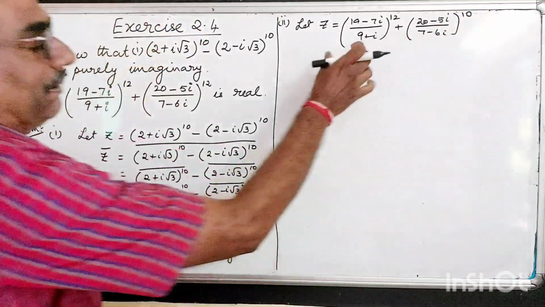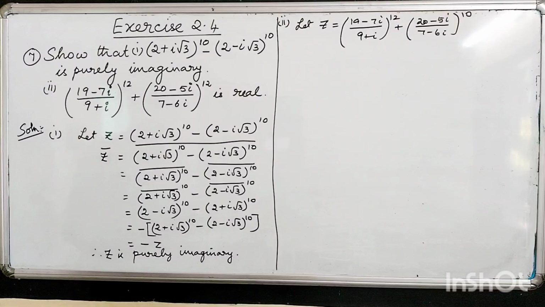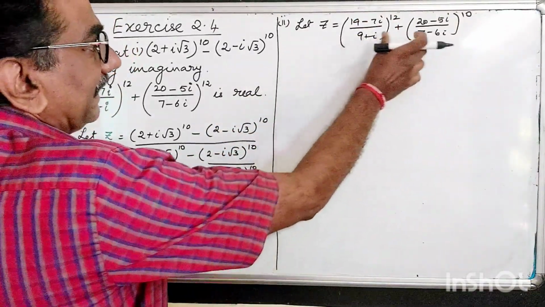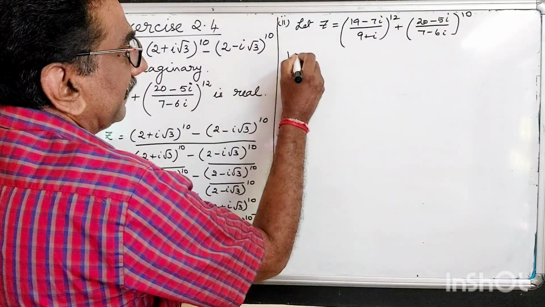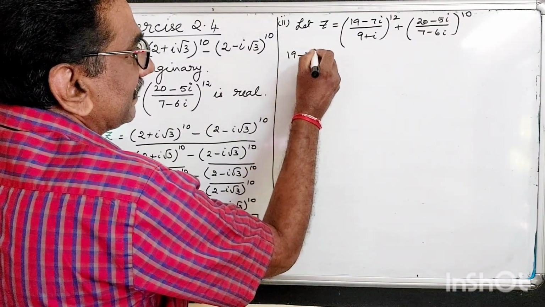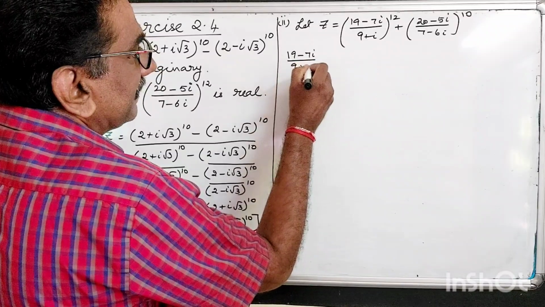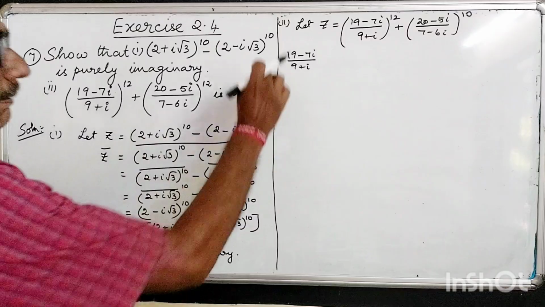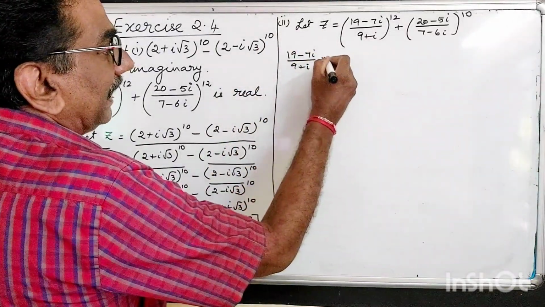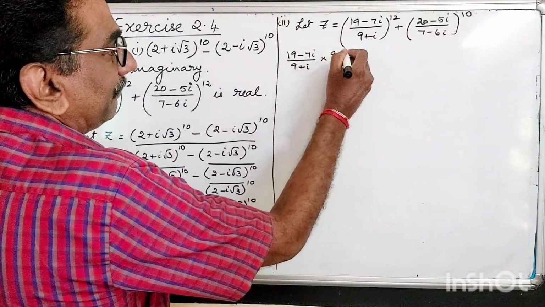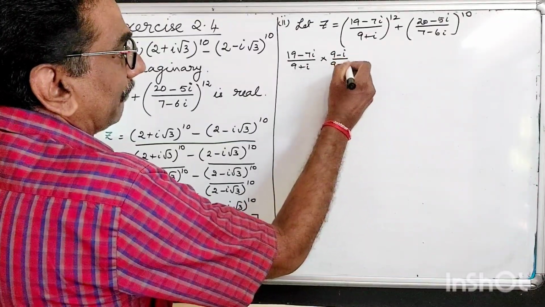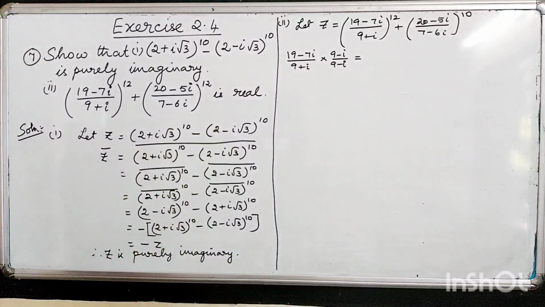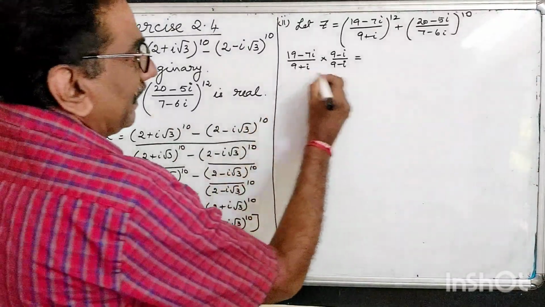Here these two complex numbers are not in the rectangle form. Rectangle form la idu rendu illa. So na enna seiyum, modalla idu rendayum rectangle form ku maathren. First I am taking the first complex number, that is 19 minus 7i divided by 9 plus i. இது எப்படி ஸ்டாண்டர்ட் ஃபார்ம் மாத்துறது? அதனுடைய கான்ஜுகேட்டால மேலே கீழே மல்டிப்ளை பண்ணலாம். எதனுடைய கான்ஜுகேட்டால? டினாமினேட்டருடைய கான்ஜுகேட்டால மேலே கீழே மல்டிப்ளை பண்றேன்.